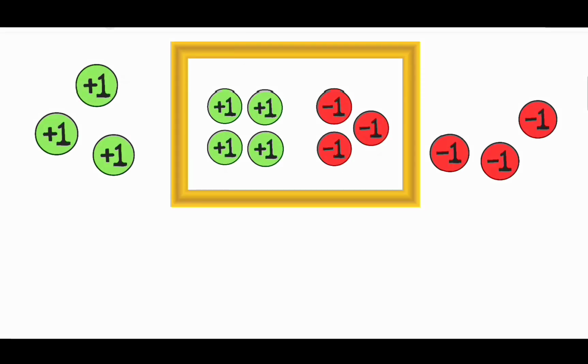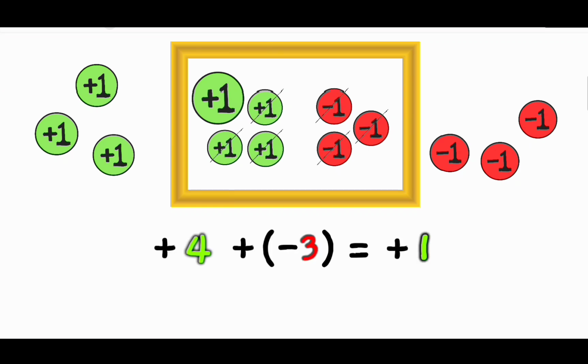Okay, this time, I put in 4 green balls and 3 red balls. We can cancel out every red ball for every green ball. So, the balls left in the box after canceling is positive 1. We can write this scenario mathematically like this. Okay, at this moment, my box worth is positive 1.